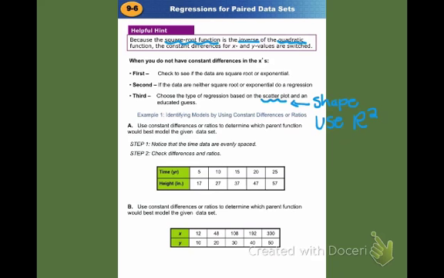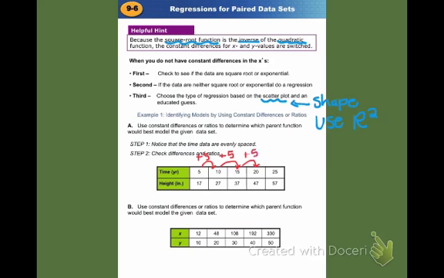Let's take a look at this example. It says identifying models by using constant differences or ratio. So which model would fit the data best? Step 1, notice that the time data are evenly spaced. So we're talking about time versus height. This is some sort of real life data that was gathered that has to do with time over years and the height. Maybe they're measuring the height of trees or something. They did evenly spaced intervals. They checked every 5 years. So there's no reason to think that this is square root data because it's evenly spaced for the x values.